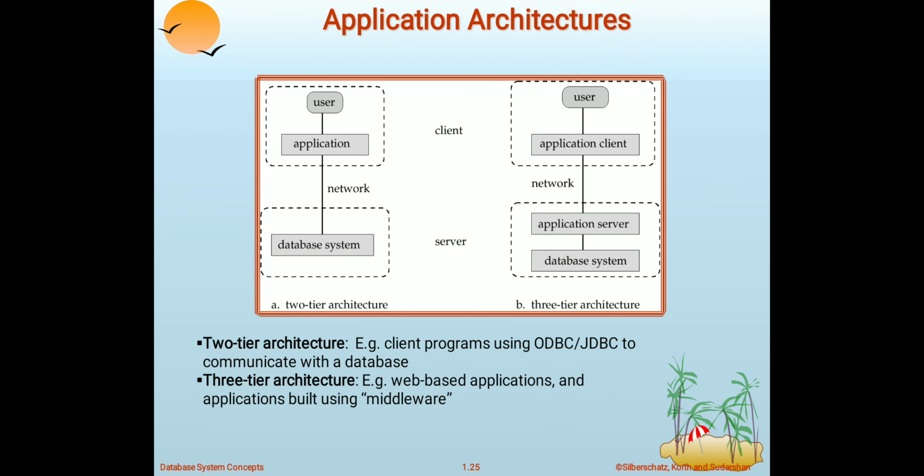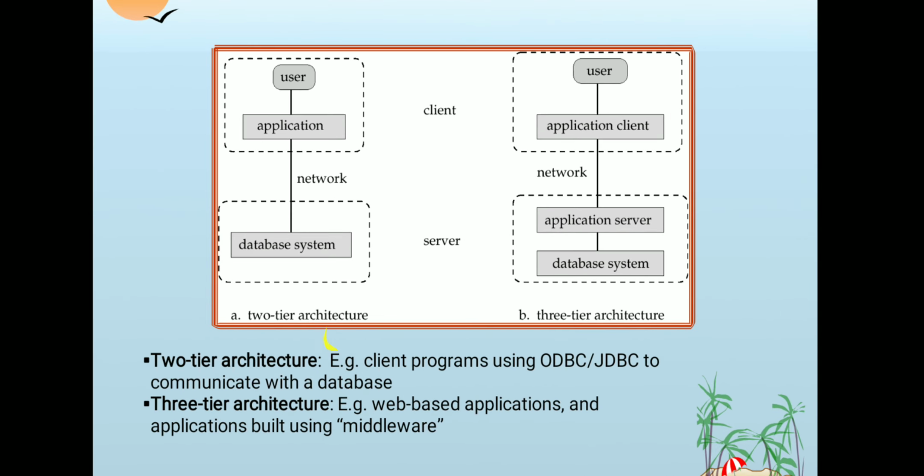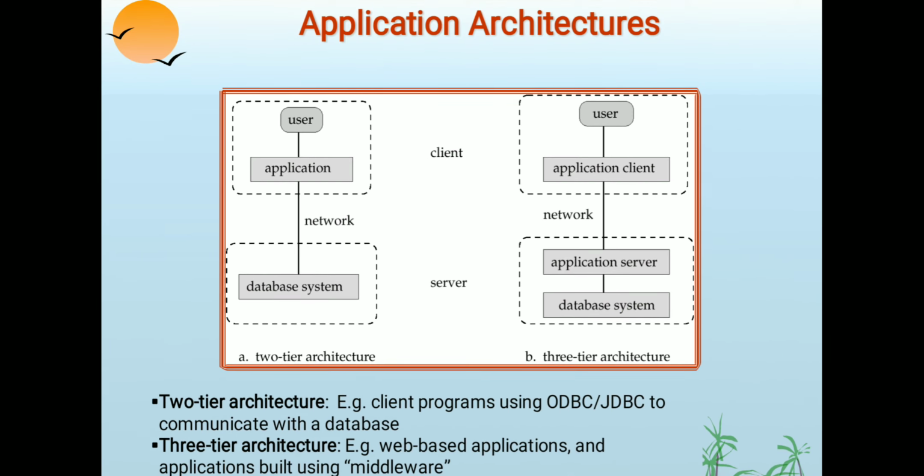So next one is the application architecture. Here, there are two-tier architecture and three-tier architectures. In the user application, at the top level we have the client and the lower layer we have the server. Diagram A shows the two-tier architecture and diagram B shows the three-tier architecture.